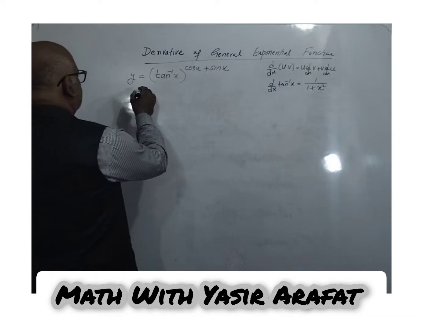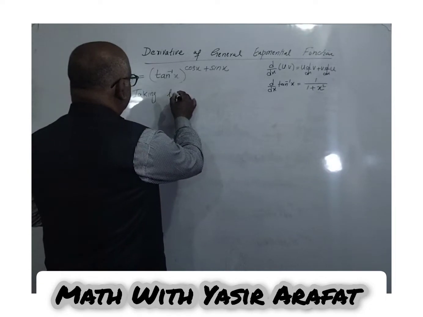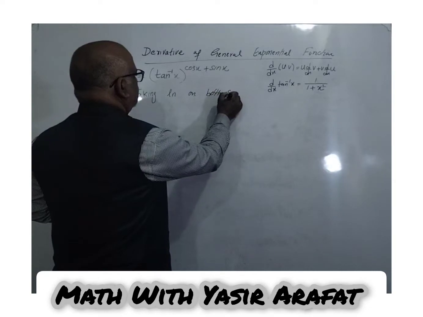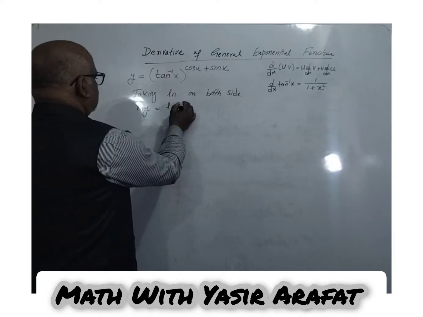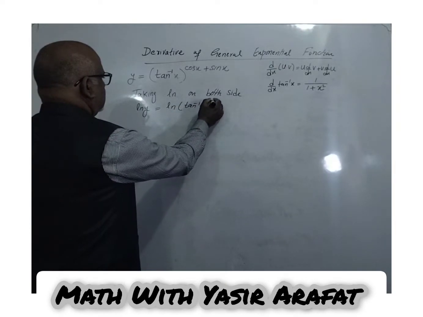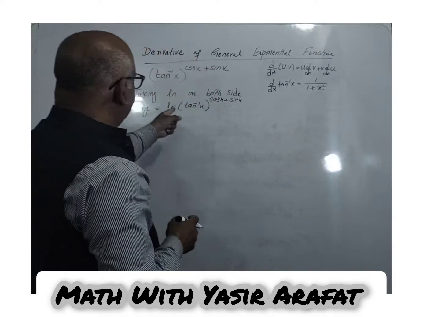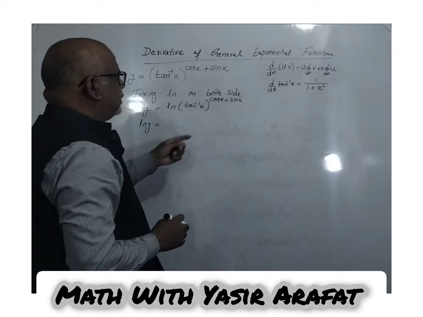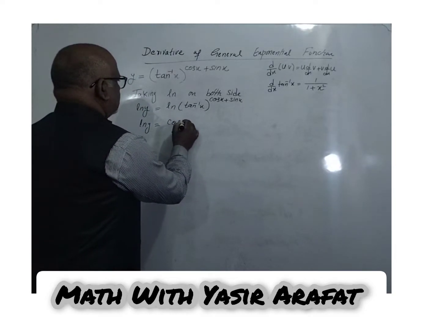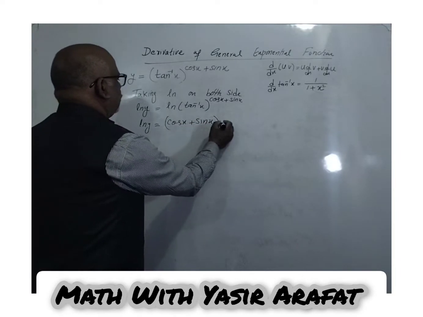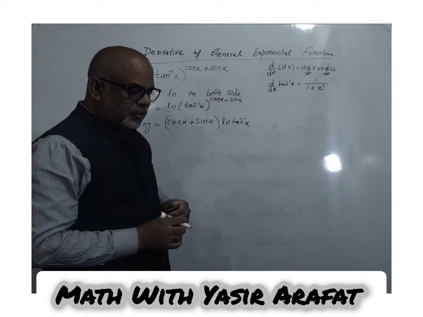So here, taking ln on both sides. We have a property of ln that the power of the function becomes the coefficient of ln x. So that is, cos x plus sin x becomes the coefficient of ln. This power becomes the coefficient of ln. This is the property of ln.